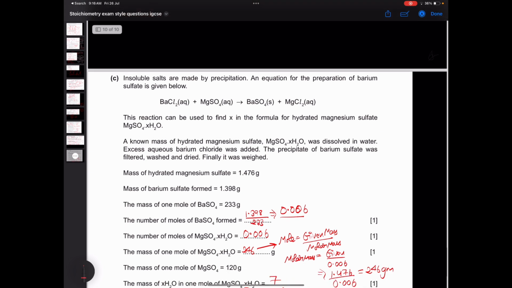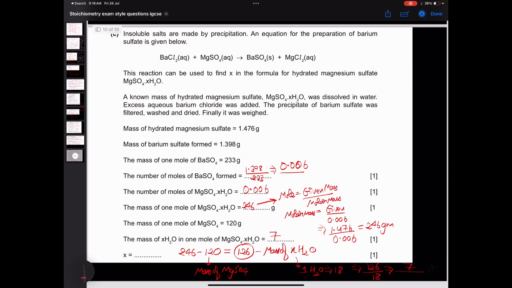Alright, now moving on to the last question and one of the most important ones. Children find these kinds of questions difficult because in the end they ask you the value of x. Some of us are tired of finding x in maths, so why are you giving it to us in chem? But it's fine, it's very easy. See, they have mentioned insoluble salts are made by precipitation. Fine. This reaction can be used to find x in the formula.